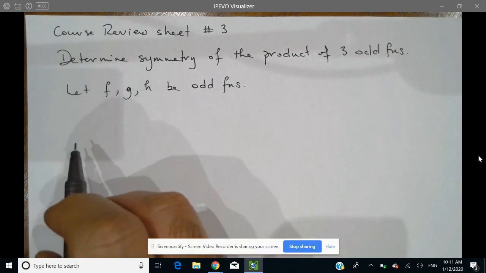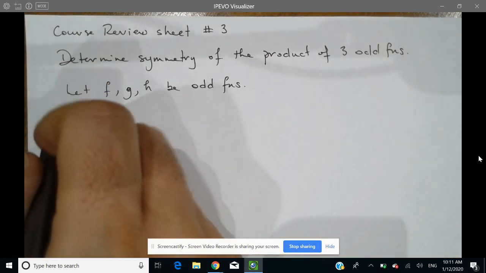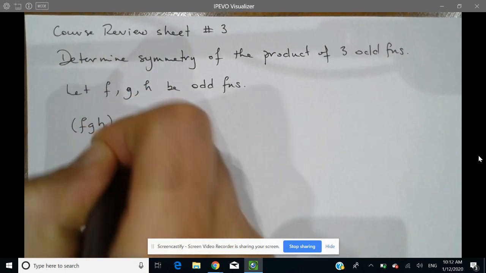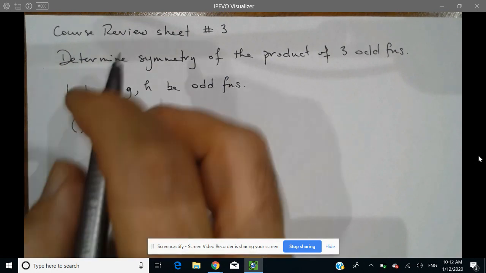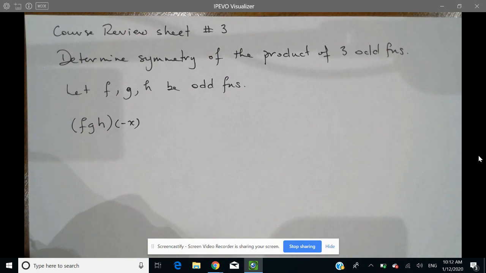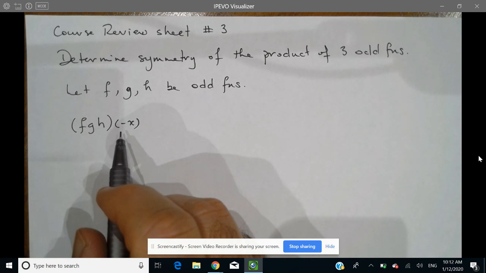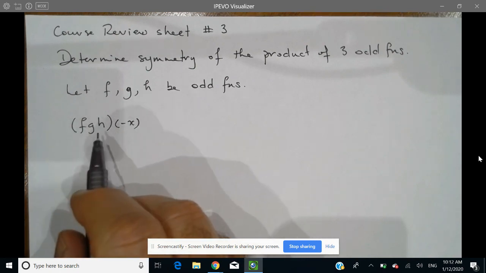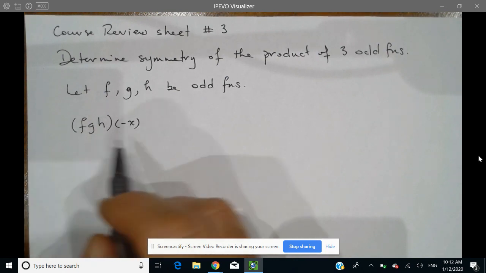Now what we're looking to do is consider the product of 3 odd functions. So what I want to consider is the function f g h, f times g times h. Since I want to determine its symmetry, I'm going to input negative x into this function, and then try to see if there's a connection or a relationship between this expression and the product of these 3 functions evaluated at x. The way I do that is by doing whatever algebra I have.